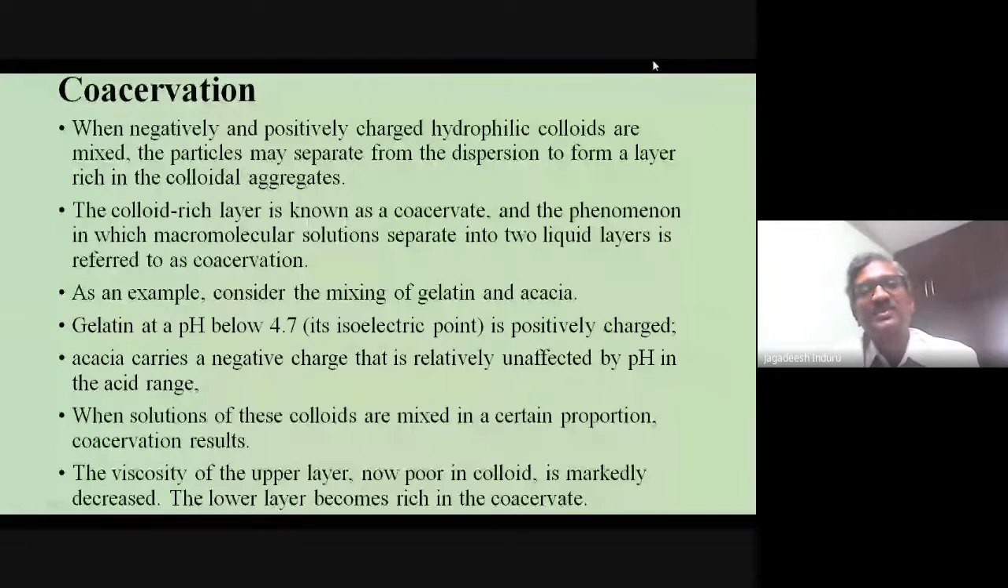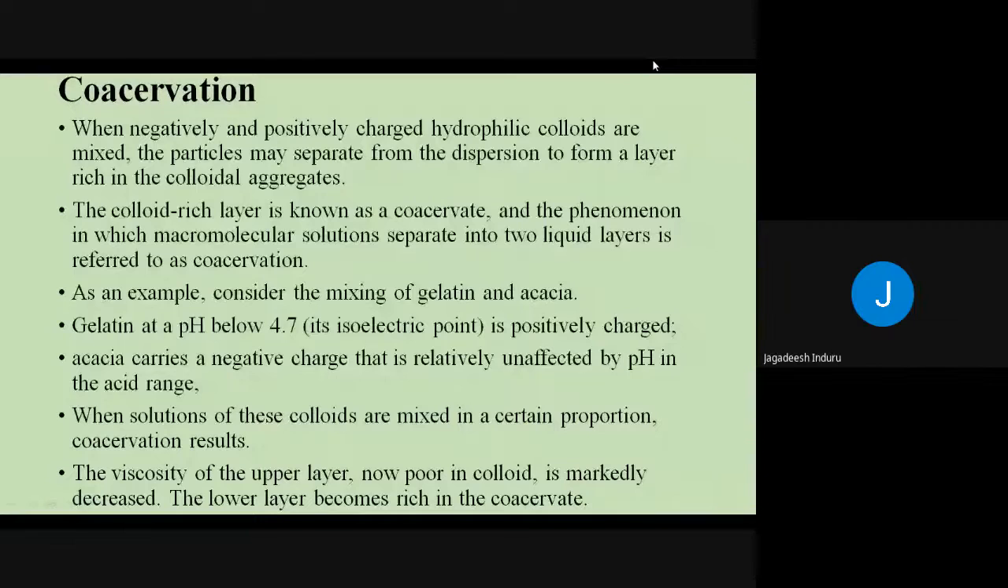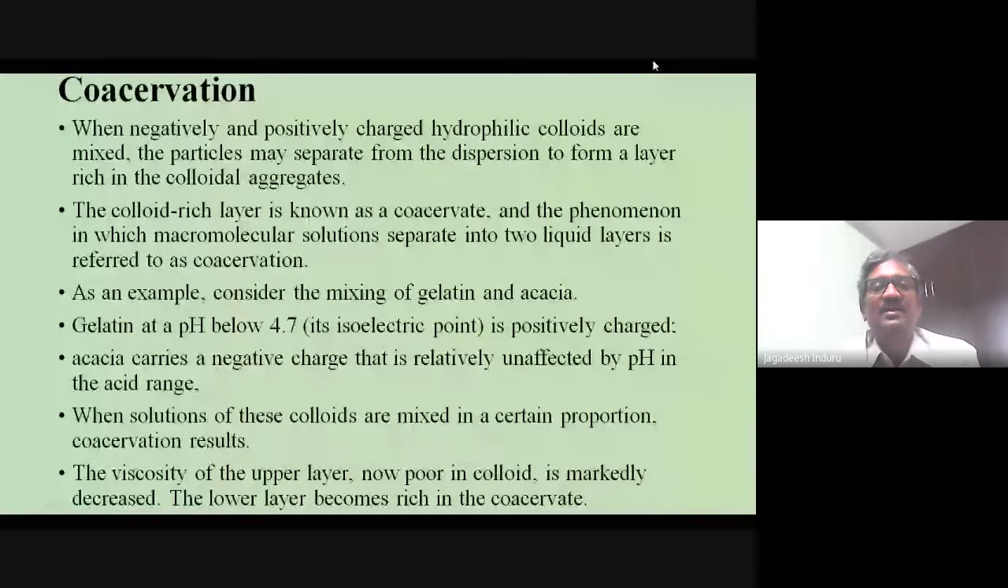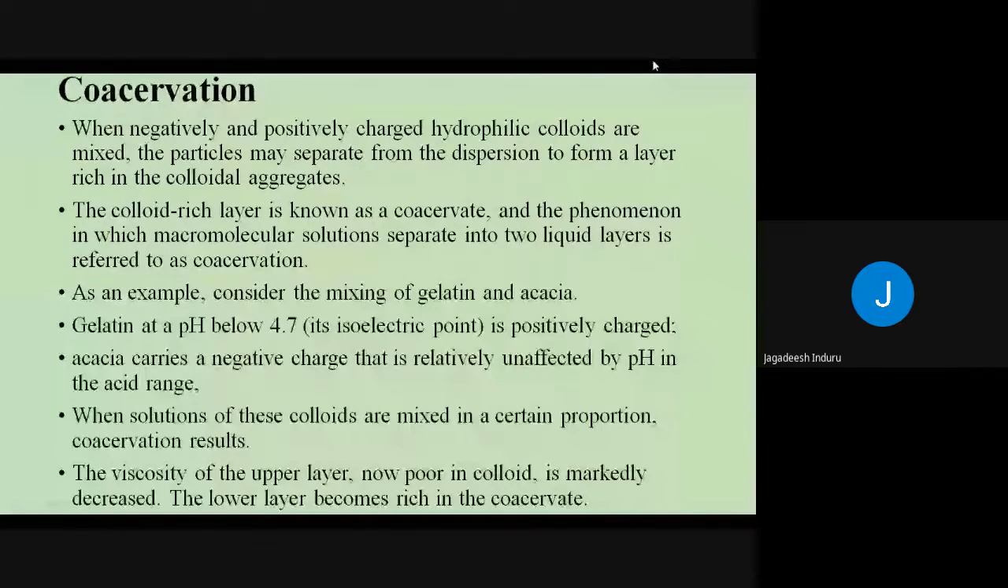Then what will happen? The particles may separate from the dispersion to form a layer rich in the colloidal aggregate. That aggregate will cause instability in the system. It means we cannot mix two colloidal systems which have opposite charge. If you do that, the colloid-rich layer which is formed is called a coacervate. The coacervate will separate and you will get a supernatant clear liquid that is easily visible to the eye, so you know that your colloidal dispersion is unstable and has physical instability.